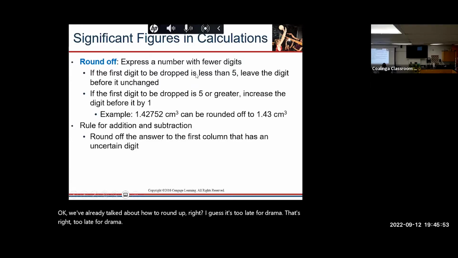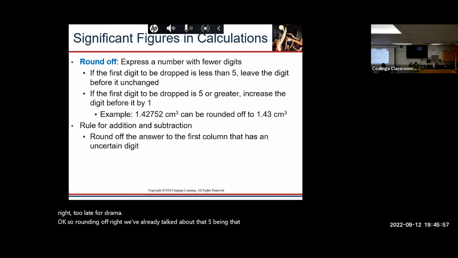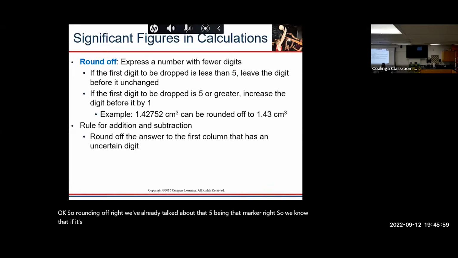Okay, so rounding off, right? We've already talked about that 5 being that marker. So we know that if it's exactly at 5, we're going to leave it alone, right? If it's above 5, we round up. If it's below 5, we leave it alone. Okay.